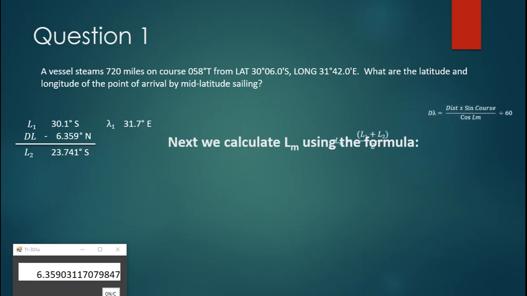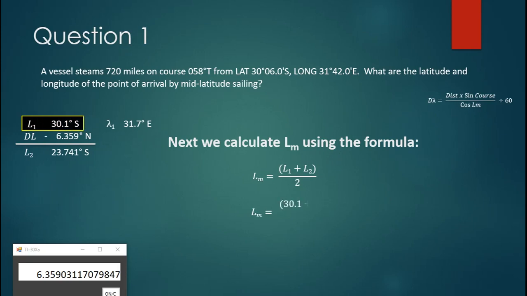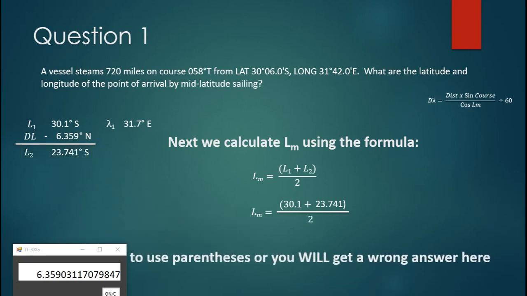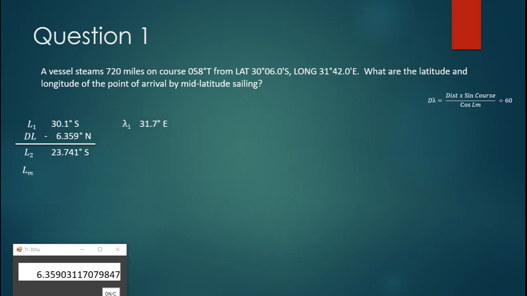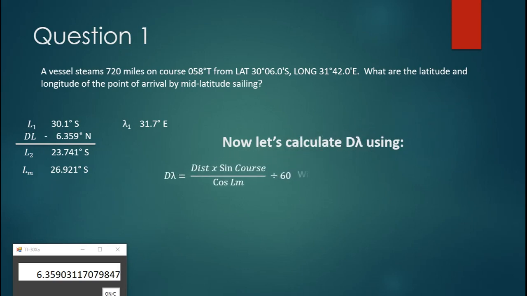there. And now we'll calculate the mean latitude, just simply L1 plus L2 divided by 2. That's pretty simple, so I'm not going to key that into the calculator. Just remember that you have to use your parentheses on your calculator here, or you'll get a jacked up answer. Well, we come up with 26.921 here, and now we'll calculate the difference in longitude using the following keystrokes on the calculator.